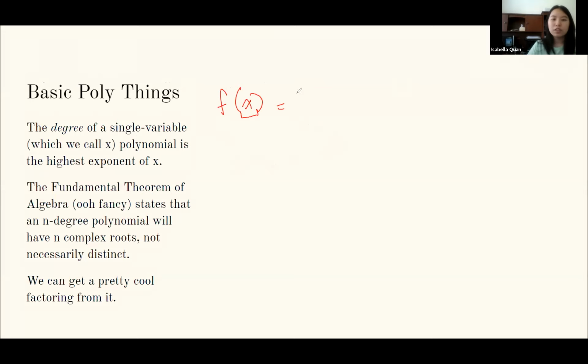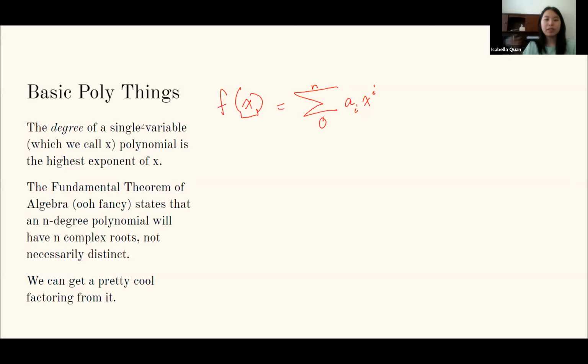And every term is going to be the sum of some constant, we'll call it a sub i, times x to the i. And this is going to go from zero to n. This is a really complicated way of writing a polynomial, but if you can get all the terminology, then it should be pretty simple to wrap your head around, but I'll dumb it down a bit here.